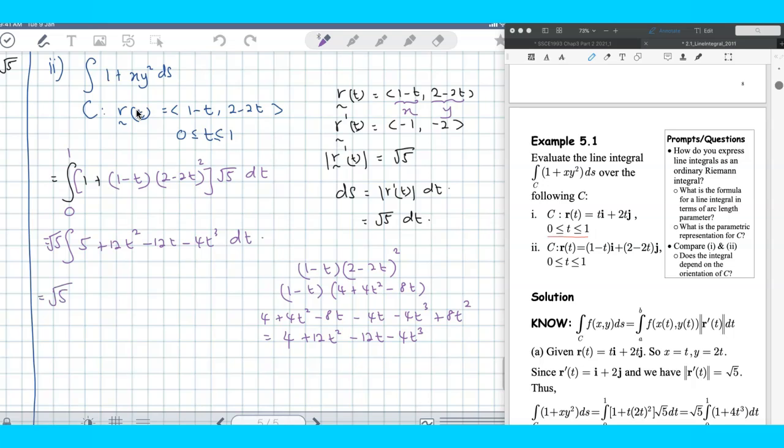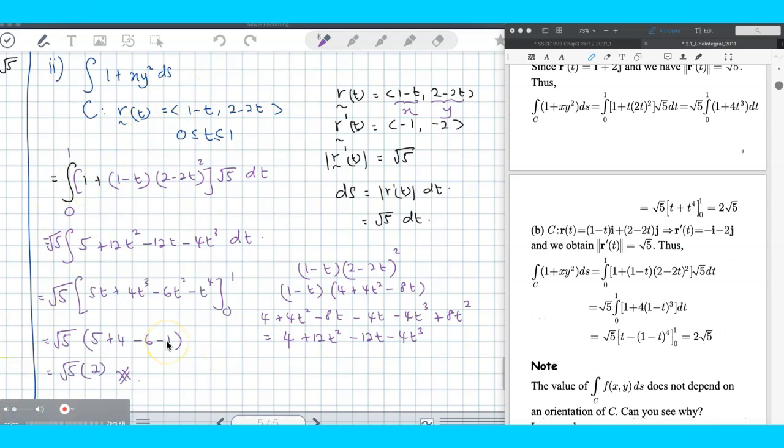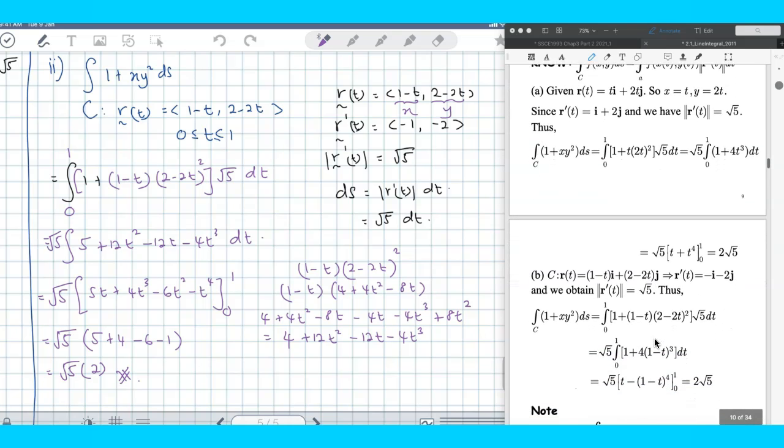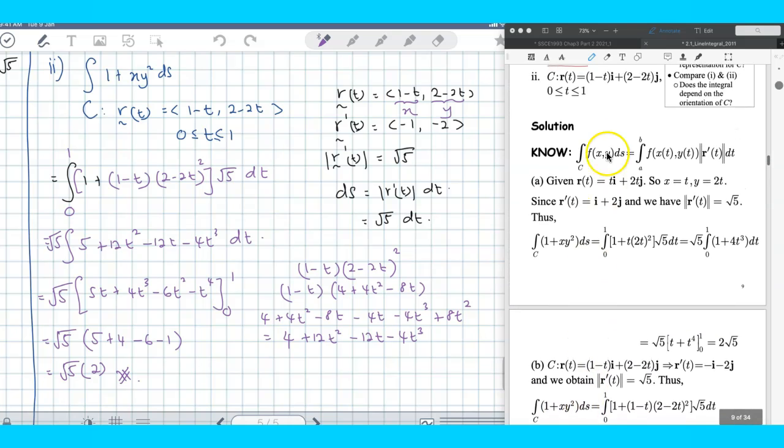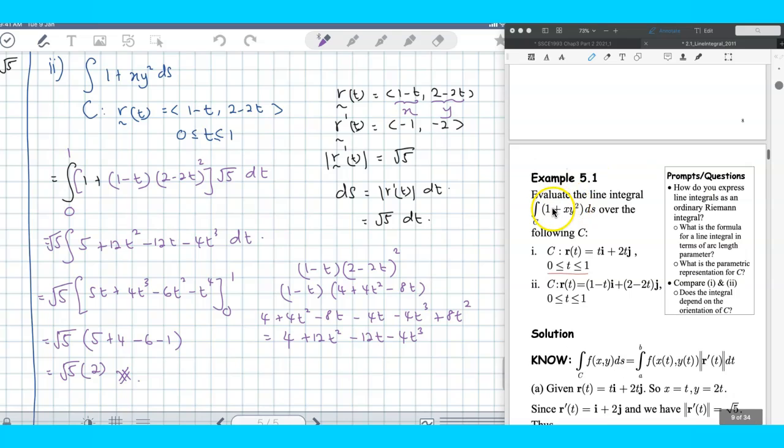Okay, and we integrate, and you will get 2 square root 5. The answer is the same. Okay, the answer is the same. So you look at the notes here. We have the same integral. So look at the question. We have the same integrand, but a different C.